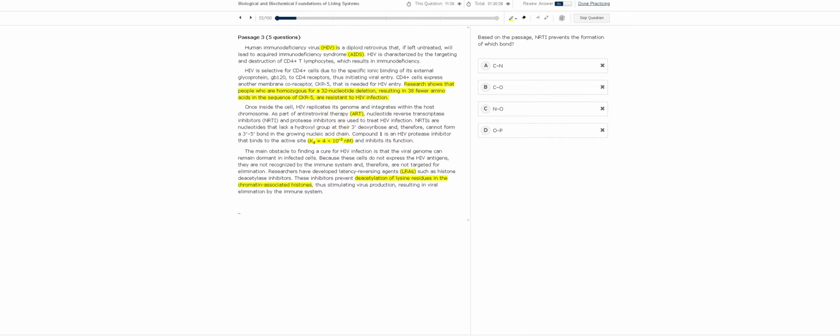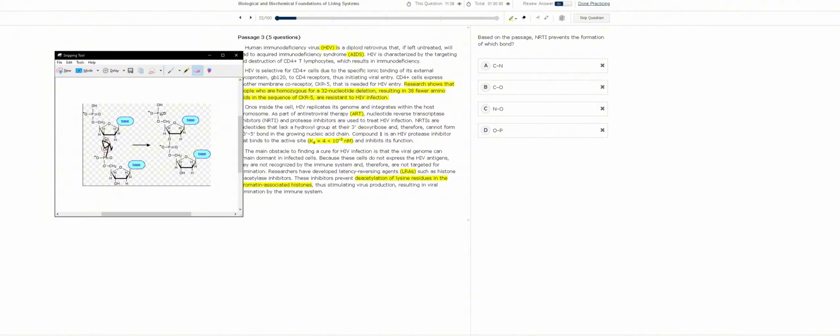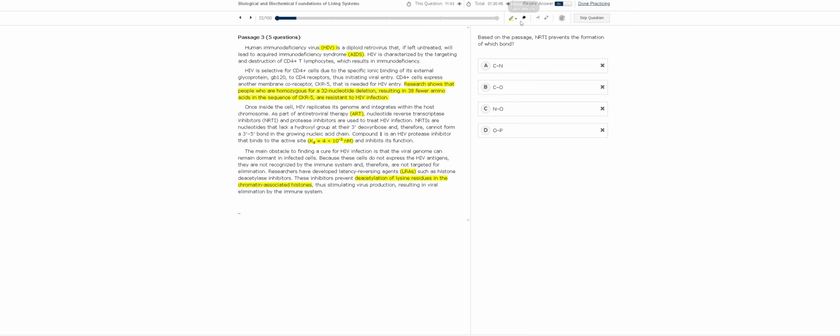Now, if you go back to our little diagram right here, I don't see any nitrogen at all, because the formation between these bonds right here is from a phosphate group and an oxygen group. This is the kind of bond you want to focus on right here. There's no nitrogen present, so as a result, this is not a correct answer. So we can eliminate A right away.